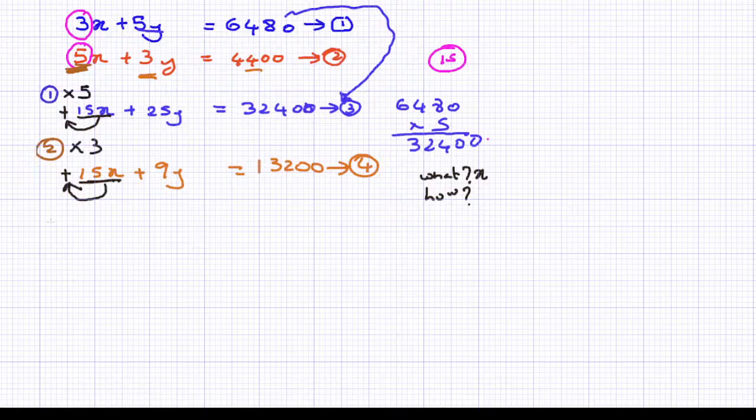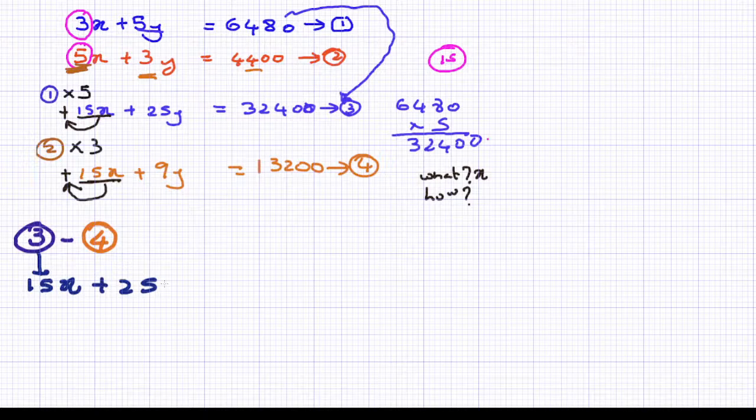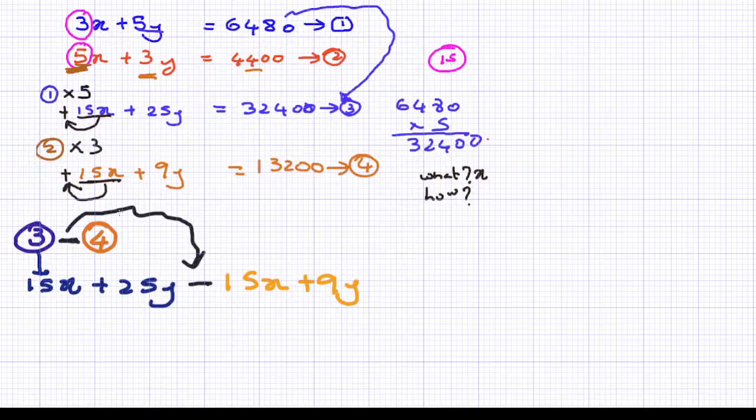So I'm doing 3 minus 4. All right, what is equation 3? That is 15x plus 25y. Then comes the minus sign, the subtraction, what we planned to do. Then comes the orange equation, equation 4. That is 15x plus 9y. Always remember when you're writing the fourth equation, it should be written inside the brackets.